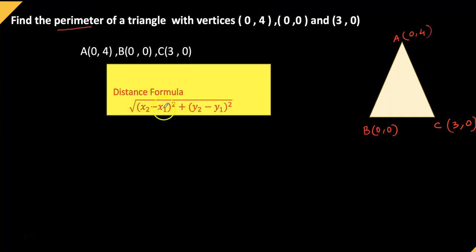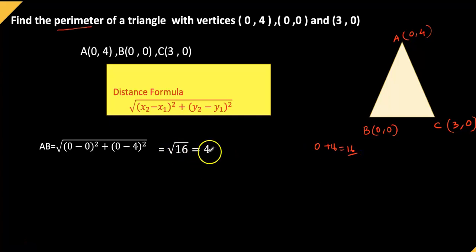How to find length of AB? We have a distance formula, x2 minus x1 the whole square plus y2 minus y1 the whole square. So we are finding the AB here. For getting AB, x1 will be 0 and y1 4, x2 0 and y2 0. So we have to substitute x2 minus x1. So x2 is here 0 minus 0 the whole square plus y2 minus y1. So y2 is here 0 minus 4 the whole square. So now we're getting 0 minus 0 is 0, the whole square 0, and minus 4 the whole square will be 16. So we are getting 0 plus 16 is 16. So square root of 16 is 4.